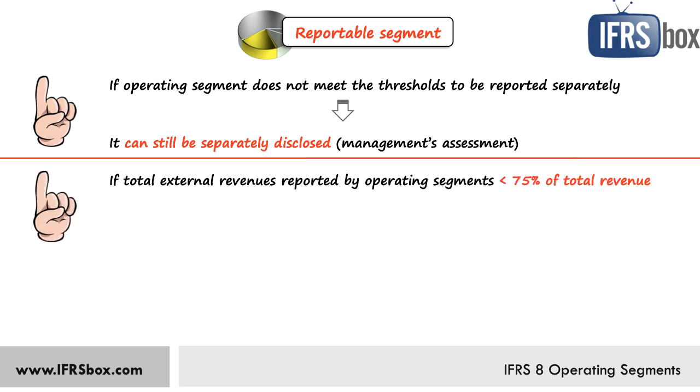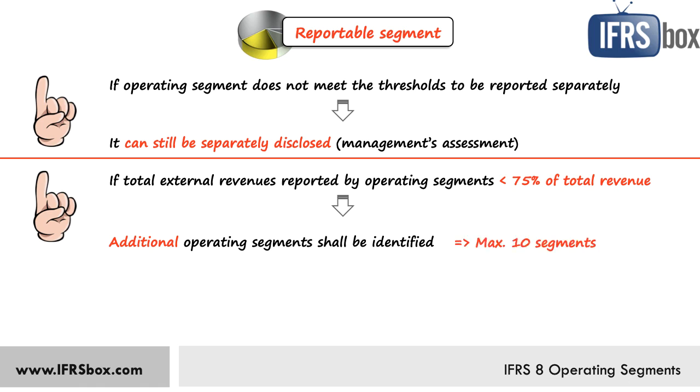The second thing is that if the total external revenue reported by operating segments constitutes less than 75% of the entity's revenue, then it is necessary to identify additional operating segments and report them until at least 75% of the entity's revenue is reported. And here there might be a practical problem that the additional segments are small and their number becomes high. So there would be unnecessary detail and the user will be lost in too detailed information.